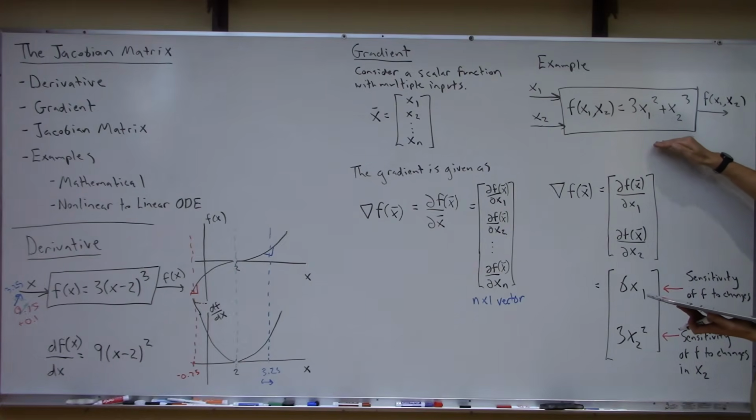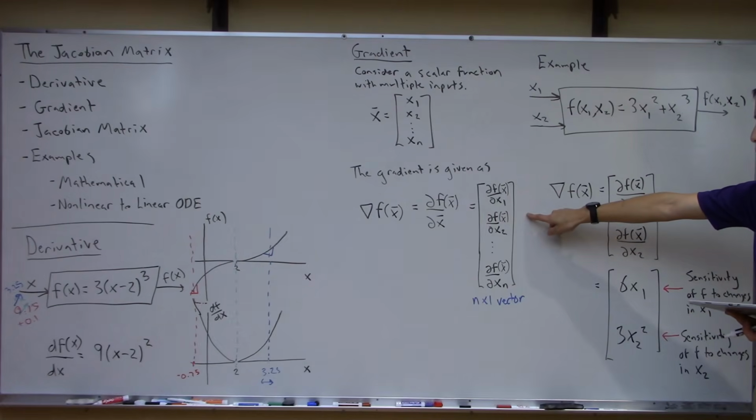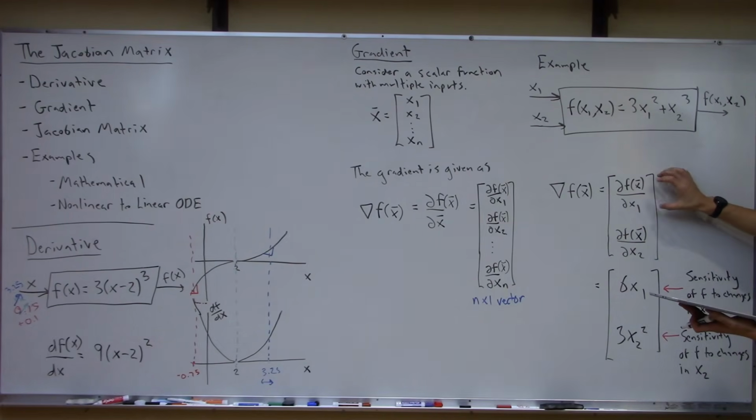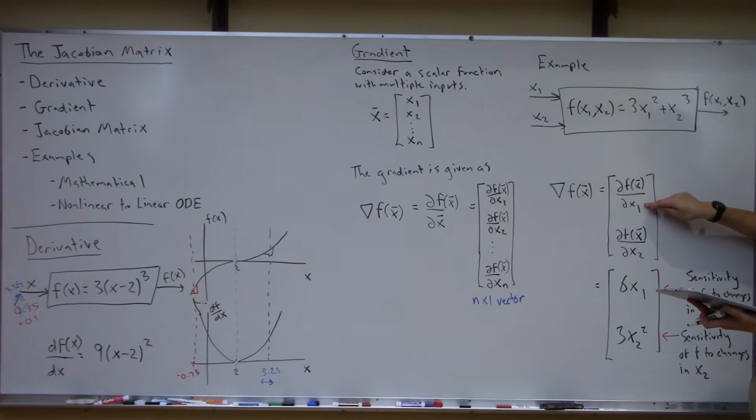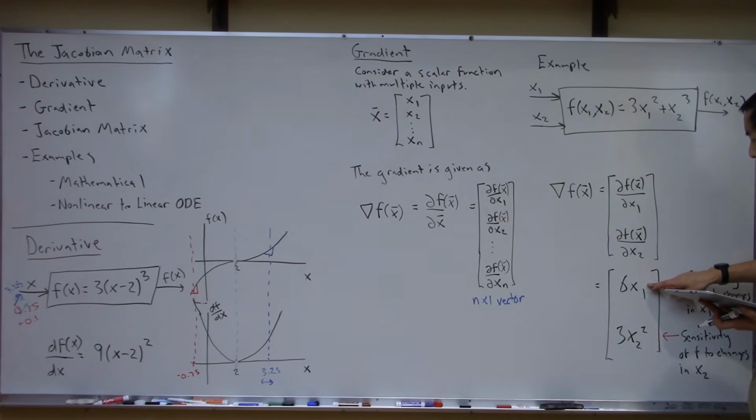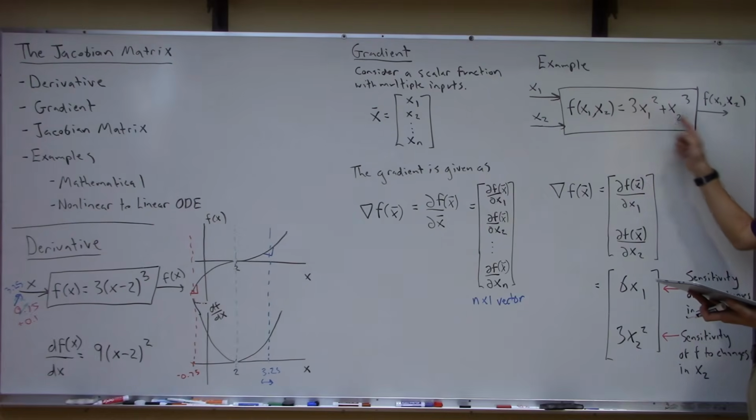To compute the gradient of this particular function, I'm just going to use my equation over here. The first entry is the partial of this function with respect to x1, while holding x2 constant. The second element is the exact opposite: I take the partial of this function with respect to x2 while holding x1 constant. So what you end up with, I think everyone can see, is that you take the partial derivatives and you get these two expressions.